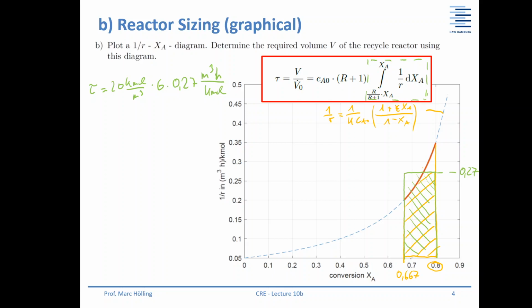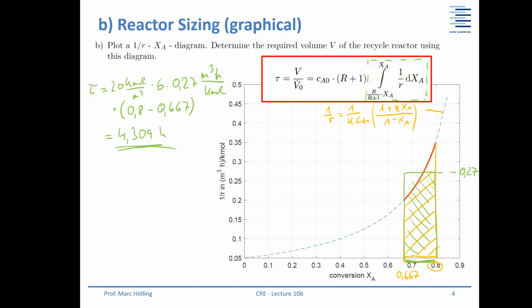We need the length at our x-axis here. So this is times 0.8 minus 0.667. It's conversion, so it's dimensionless, no problem. Okay, and if we now calculate this, then we find out that our tau is the same as 4.309 hours. Okay.